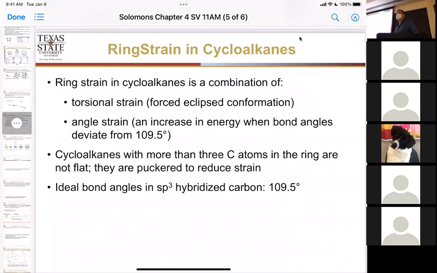But what happens if you lose the ability to rotate around that sigma bond? If we lose that ability, we have things like a pi bond, or we can also have rings. When we have rings, it doesn't have full capability to rotate around. And so we end up having what we call ring strain.